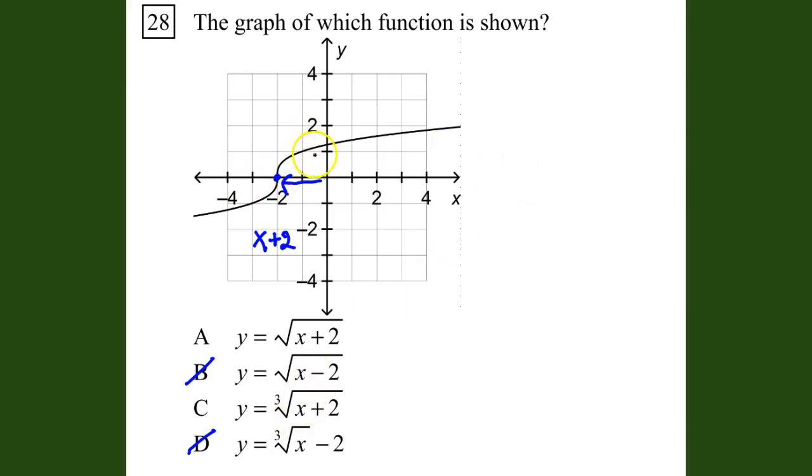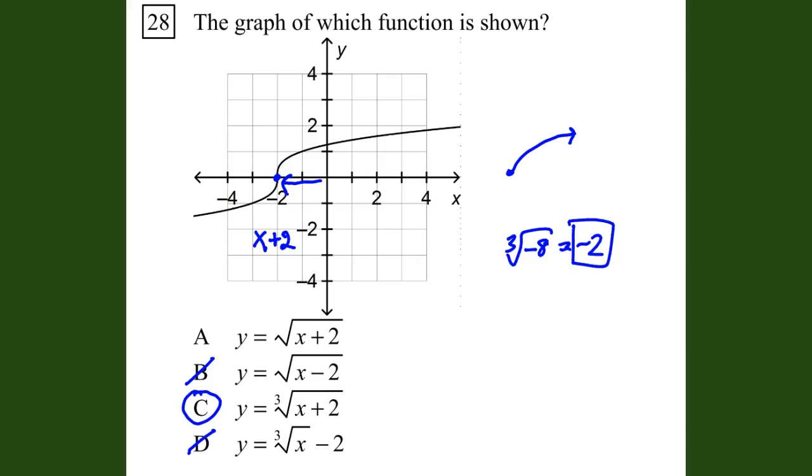You might remember on that last problem that the square root just looks like that. It doesn't have this negative part because you can't take square roots of negative numbers. Whereas cube roots, you definitely can. You can take the cube root of -8, and that does equal -2. So you do have a negative side of the function. So this is definitely a cube root, right?